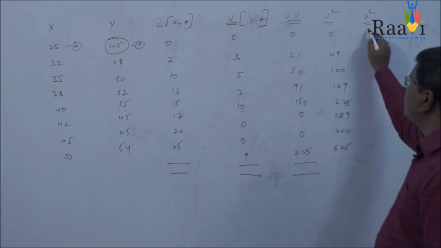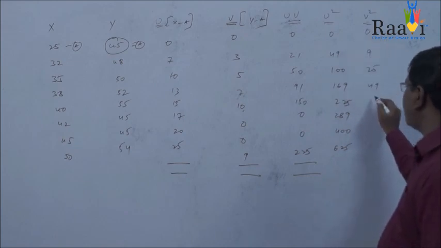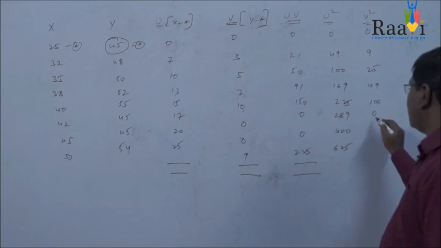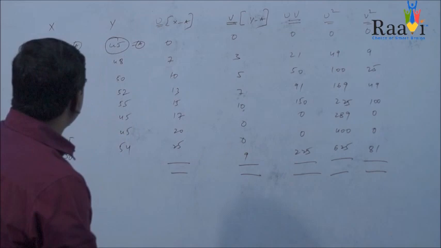So for 0 into 0, 0; 3 into 3, 9; 5 into 5, 25; 7 into 7, 49; 10 into 10, 100; 9 into 9, 81. Now we need to total this amount.